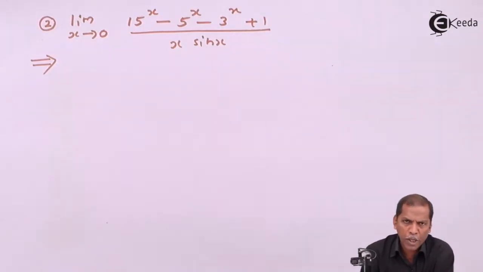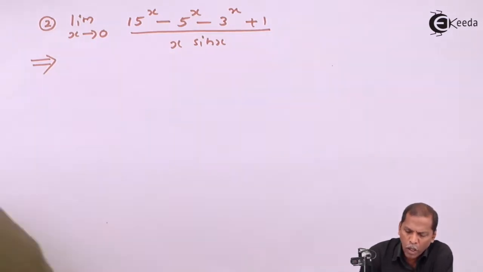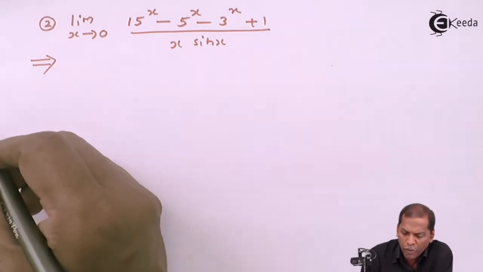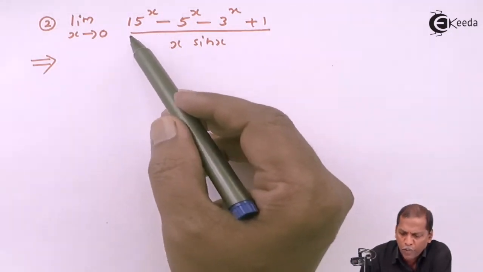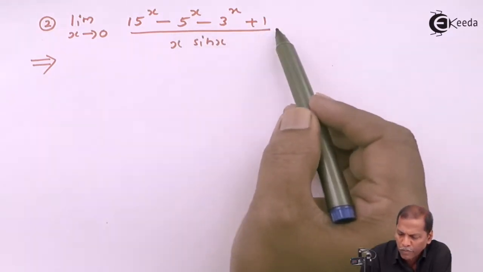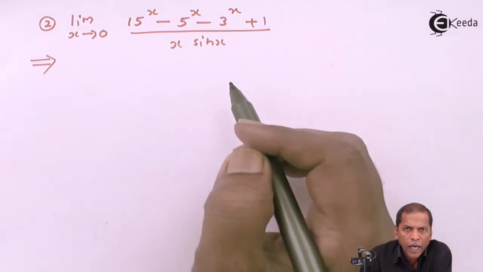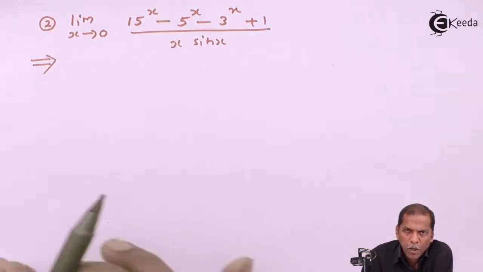Hello friends, now we see problem number 2, which is based on limits of exponential function and logarithmic function of chapter limits. Problem number 2 is limit x tends to 0, (15 raised x minus 5 raised x minus 3 raised x plus 1) divided by x into sin x. Now let's see the solution.